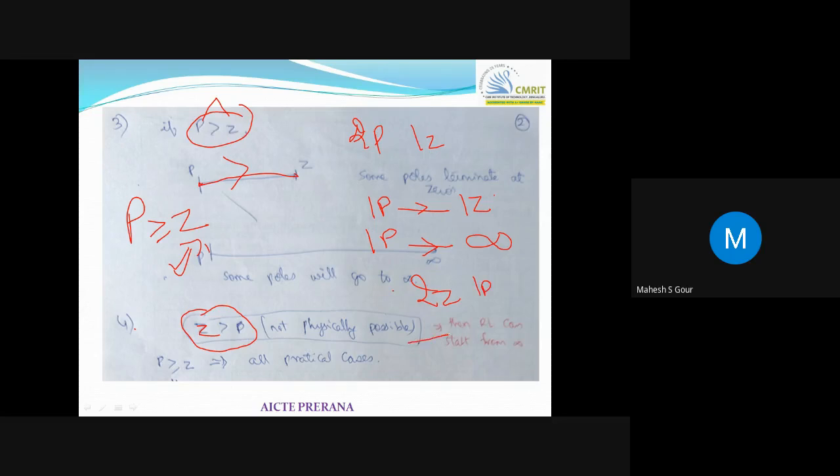From the pole, the root locus will start and it will terminate at a zero. Okay, and there are 2 zeros, right? So the second zero will come, but there is nothing to terminate there. The root locus would have to start from infinity. So this is not practically possible.